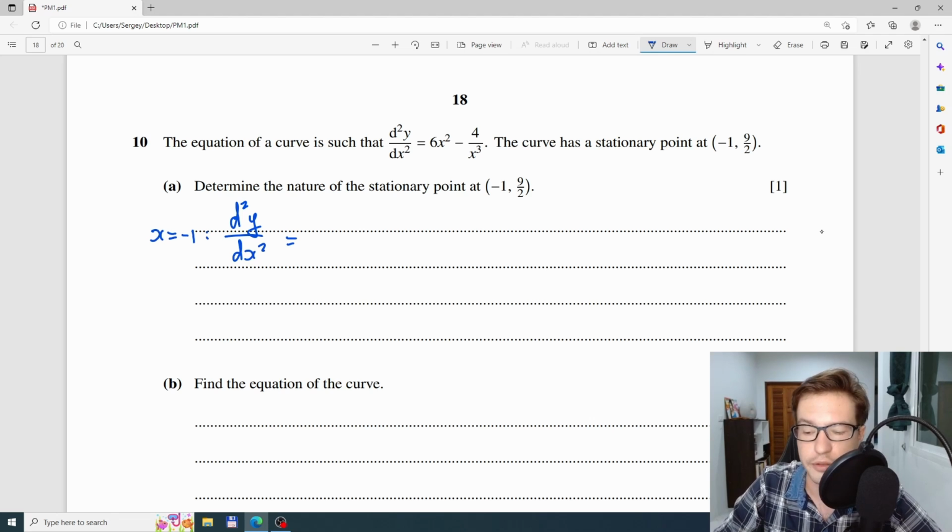Just substitute it into the formula, and we will get 6 minus... minus 1 cubed is plus, so 6 plus 4, which is 10. 10 is bigger than 0, check on that. So that means the point is a minimum.